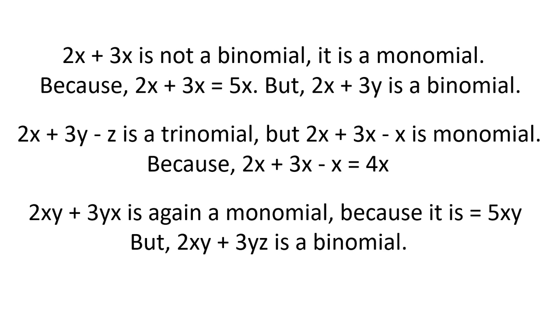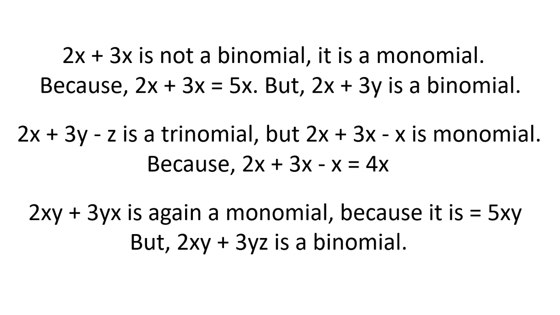It is immaterial in which order the variables are written. See, in the first term it is 2xy. First is x and then is y. And in the second term it is yx. That means y is written first, x is written afterwards. But the order of writing the variables is immaterial. So 2xy plus 3yx, they are like terms because their algebraic factors are same. So they can be added. So 2xy plus 3yx will give us 5xy, which is a monomial.